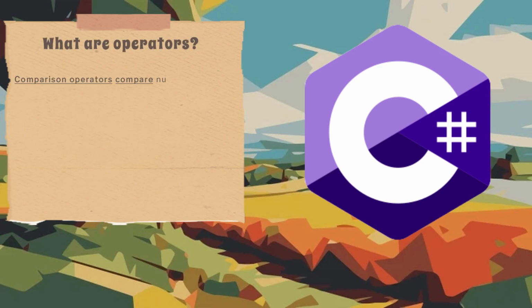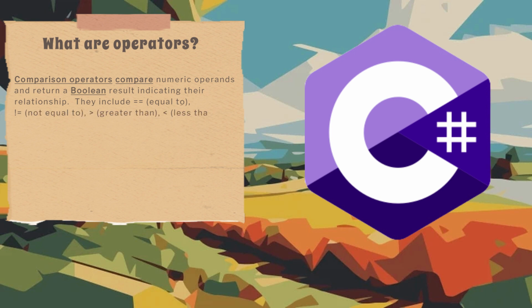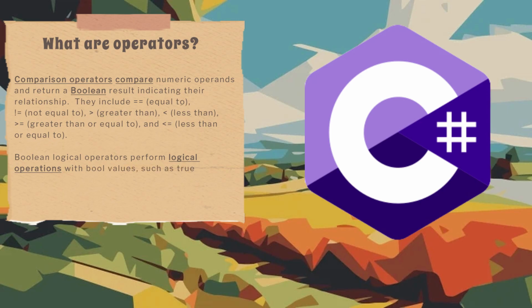Comparison operators compare numeric operands and return a Boolean result indicating their relationship. They include equal to, not equal to, greater than, less than, greater than or equal to, and less than or equal to. Boolean logical operators perform logical operations with bool values, such as true or false.